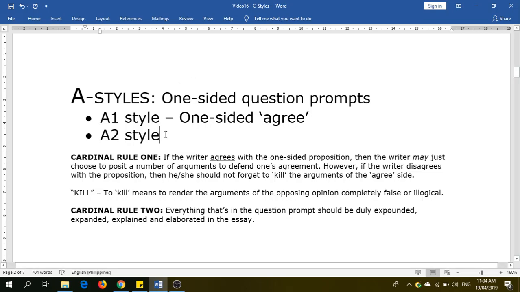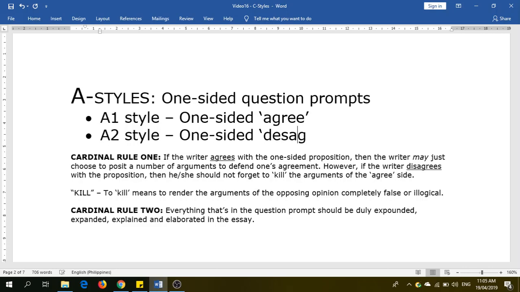However, if you disagree with the said question prompt, then it's now entirely different. There is no such thing as one-sided disagree. So again, let me emphasize: there's no such thing as a one-sided disagree. So instead, you will need to implement a certain argumentative technique, which we now call the kill.